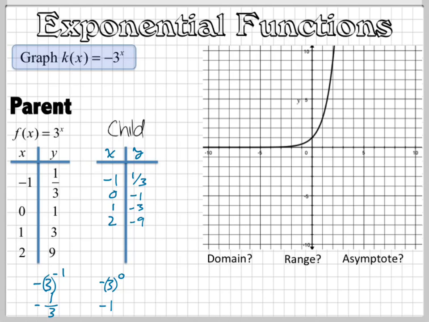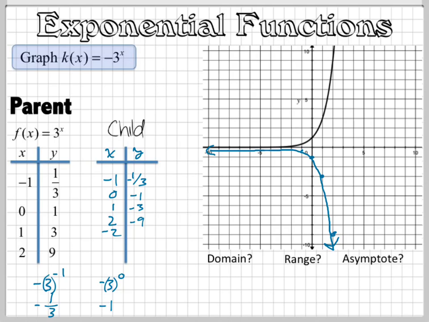When we graph it, let's see how different it looks. At -1 we go, oops, I forgot my negative on the 1/3. At -1 we go down to -1/3. For 0 we go down to -1. For 1 we go down to -3, and for 2 we go down to -9. And our graph looks something like this. I really should be plugging in -2 to see what. Should have 5 points. Okay, let's do it.